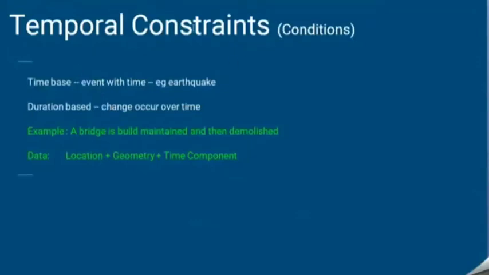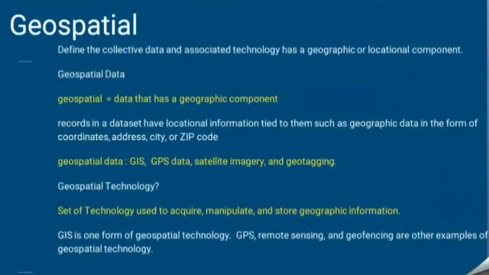Temporal constraints, this means the time based component of it. For example, if you're talking about a bridge, we are not only storing its location, we are storing what kind of location, coordinates, its geometry, and its time component also, what changes occurred over time. So these things also need to be maintained when we store GIS data. We already know it is geospatial data, that means data that has a geographical component.